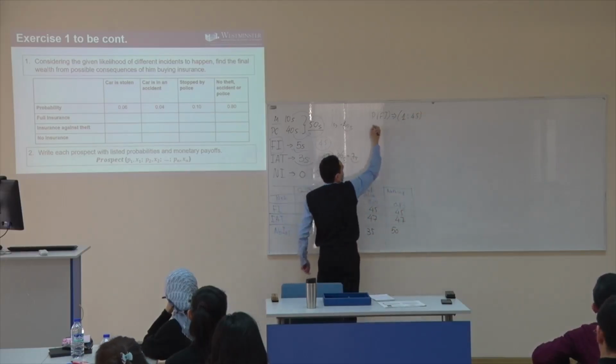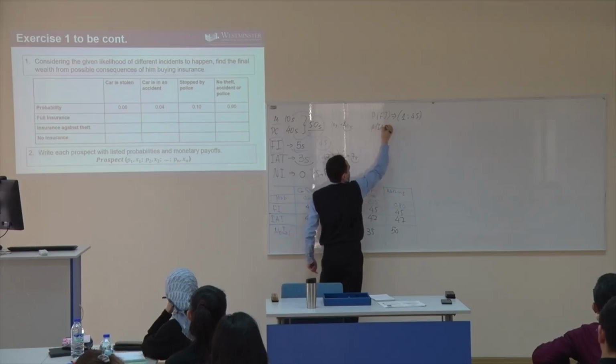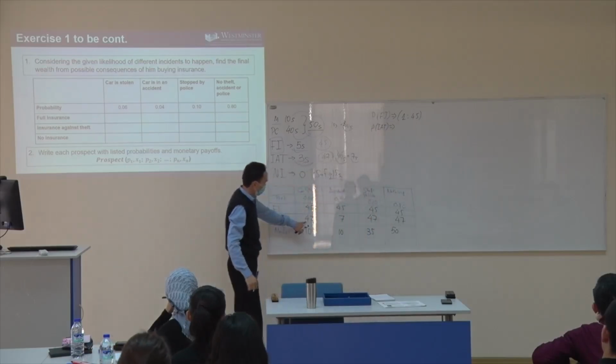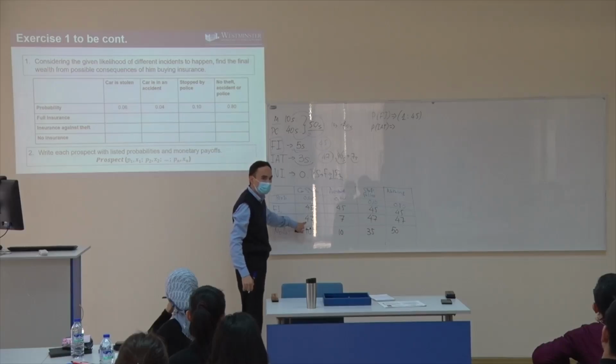Second one, I'm deciding to purchase the second prospect, insurance against theft. What is the probability of a monetary payoff of 47 sums? 47.